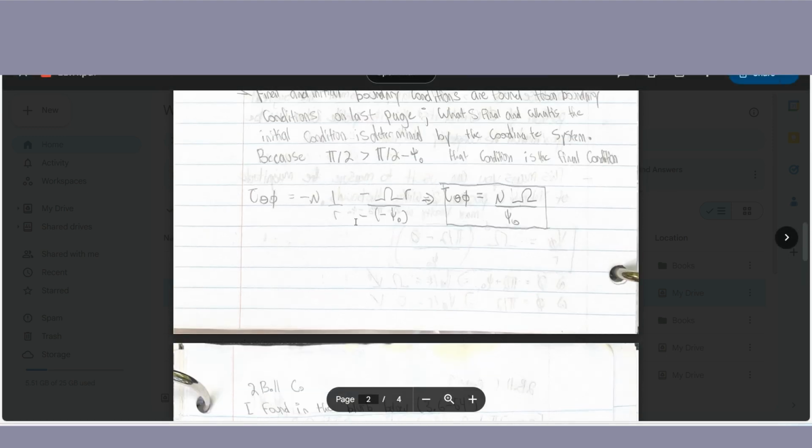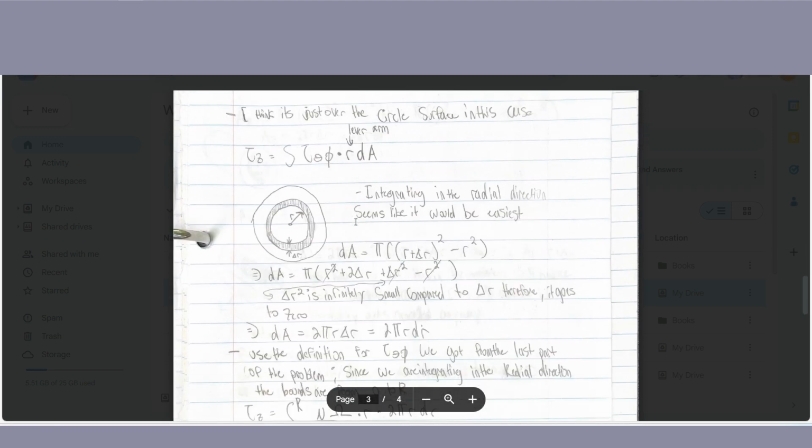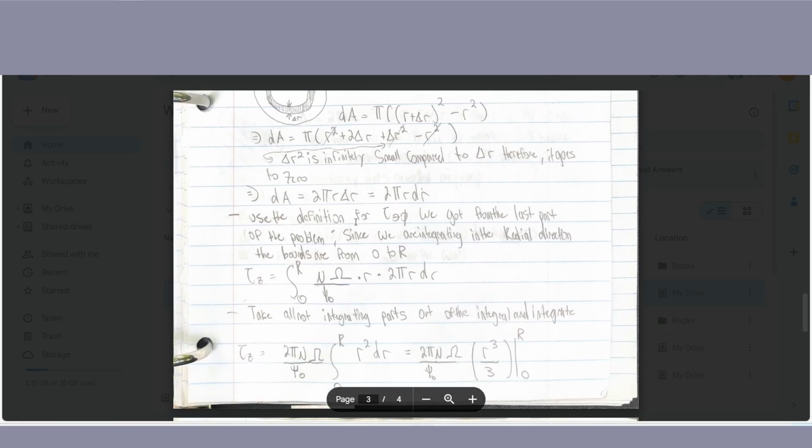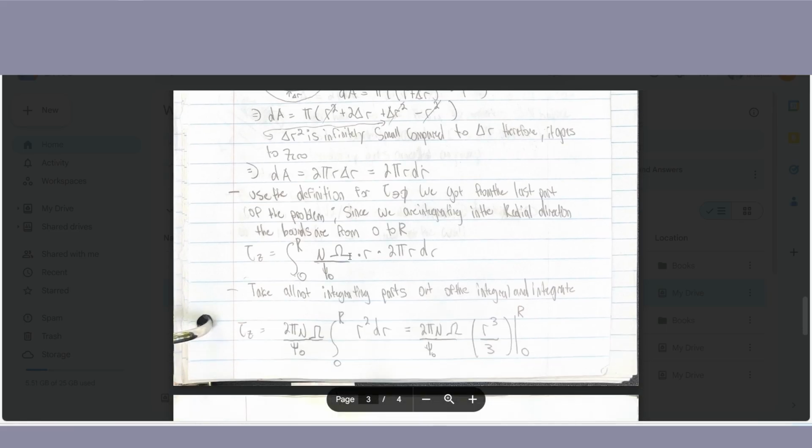This definition here, and just do the integral. It's pretty simple from there. I'm taking all the stuff that doesn't have to do with r, so I'm basically just taking out everything that's not r squared. Yeah, 2 pi, and just taking out everything that's not r squared.